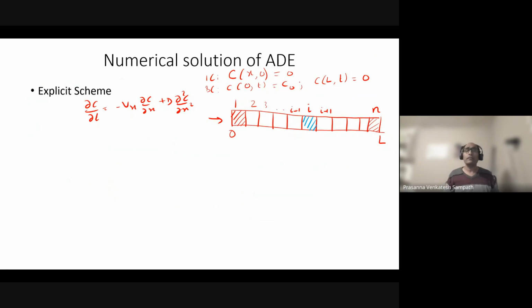So if I want to write dC/dt for this ith box, I will write it as Ci at t plus delta t minus Ci at t, divided by delta t. Does everybody agree with this way of writing dC/dt? It is the concentration in the ith box at time t plus delta t minus the concentration in the same box at time t, divided by delta t. This is a representation of dC/dt. Does everybody agree with that?